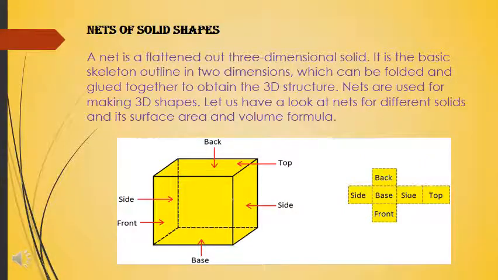So, dear students, a net of a solid shape is the flat surface of every face of the solid shape, which we glue together and fold to make a three-dimensional shape. Nets are used for making 3D shapes. Here are some examples of three-dimensional shapes and their nets. So let's see these examples.